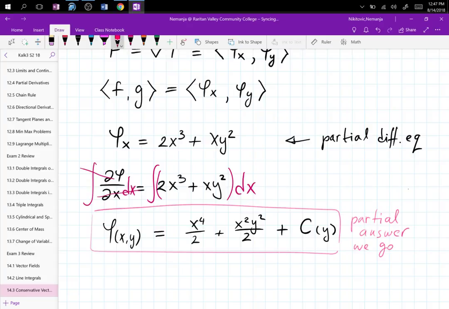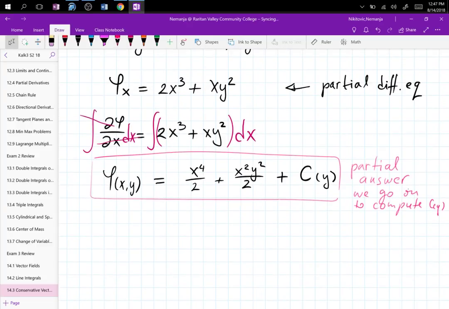We go on to compute c of y. So how do you compute c of y? Well, guys, this is already your answer. This is your function phi. Now remember that you haven't used the partial derivative in respect to y yet. So you are going to find the partial derivative in respect to y.